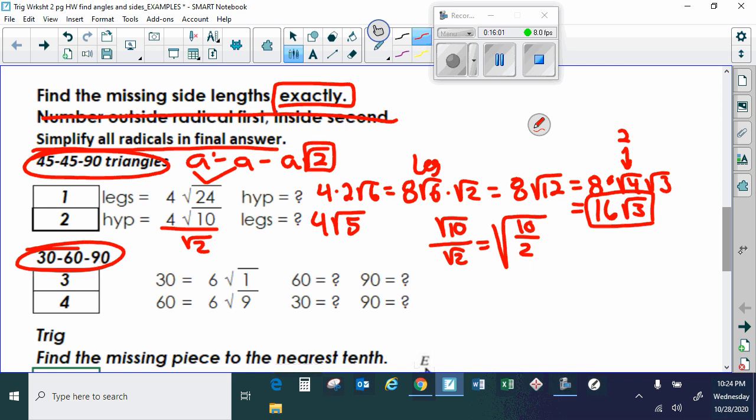Of course, 10 divided by 2 is 5, so you get root 5. Okay, those are the same thing. If you do not know that, you need to know that for algebra 2, pre-calc. Okay, that does mean the same thing. All right, so there's our both directions for 45, 45, 90.